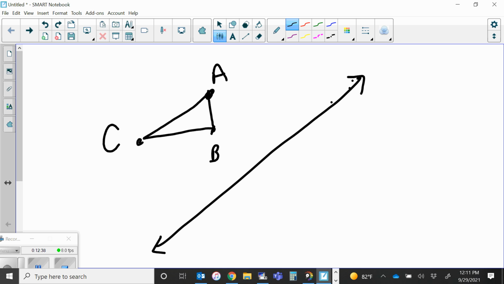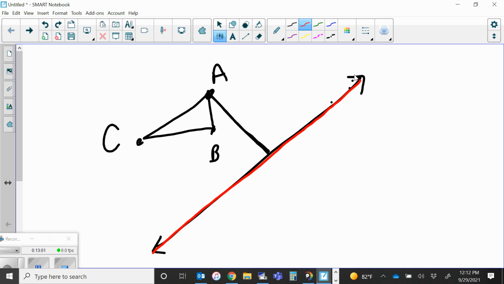I've got to connect a line from A to the line I'm trying to reflect over. And what kind of line does this have to be compared to this? I'll draw this in red. It has to be perpendicular. Do we know how to construct something that's perpendicular to the other line? Yes, we should. Do you follow me? Yes or no?